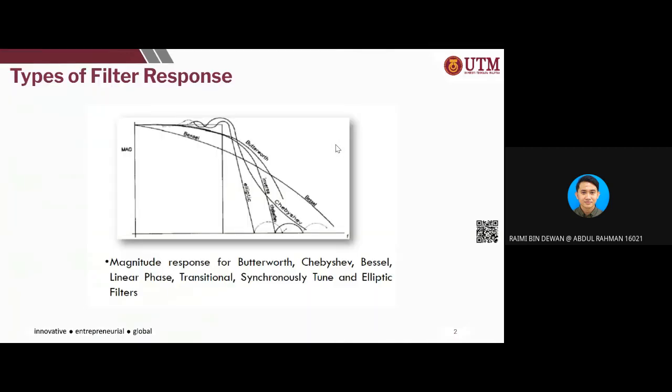So there are many types of filter response. If you can see, there are Bessel filters, Butterworth filters, Chebyshev filter, elliptic filter, and many other types of filters. However, we're going to cover only two types of filters for our course, which are the Butterworth and Chebyshev only.